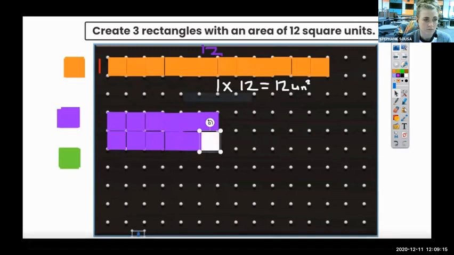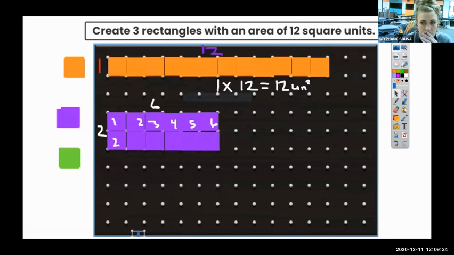Sure enough, I've got a rectangle that has a, oh, I didn't mean to turn that way, that has a length of 6 units, 1, 2, 3, 4, 5, 6, and a width of 2 units, 1, 2. So my multiplication equation that would describe the area of this rectangle is 2 times 6 equals 12 units squared. I've done 2 rectangles. I've been asked to create 3.